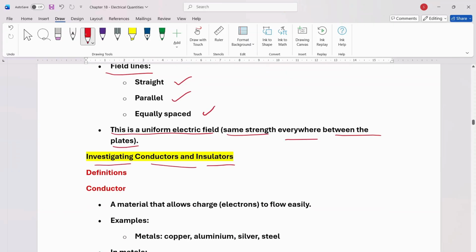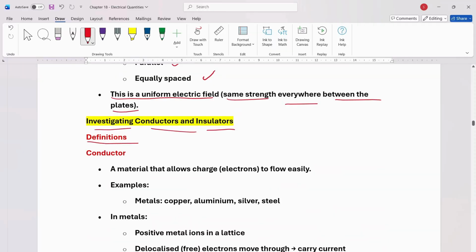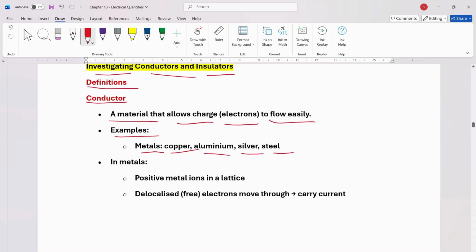Investigating conductors and insulators. Definition: a conductor is a material that allows charged electrons to flow easily. Examples: metals, copper, aluminium, silver, steel. In metals, there are positive metal ions in a lattice, and delocalized free electrons move through and carry current.